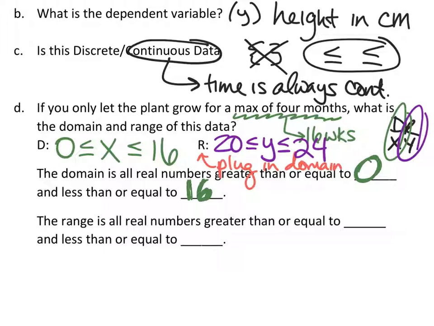So for the range, all numbers greater than or equal to, what number should go first? 20, because that's the number that went first in my inequality. And less than or equal to 24. It's literally the same order, so don't ever get confused when the answer choices are in word form as opposed to math form.